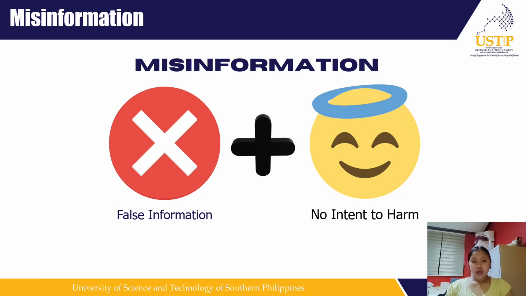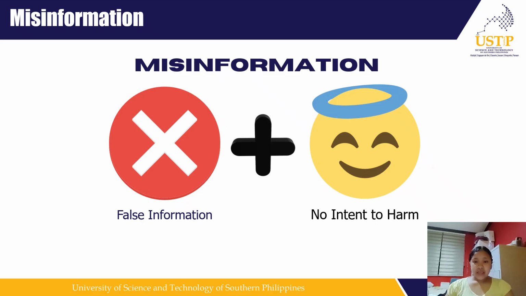Misinformation. Misinformation is basically false information with no intent to harm. Again, misinformation happens when people share information that they believe to be true and they share it because they believe that it can help other people, but they actually don't know that the information they're sharing is not true.